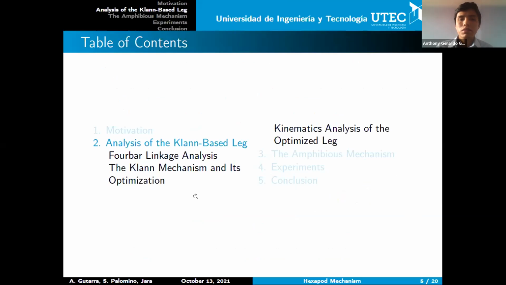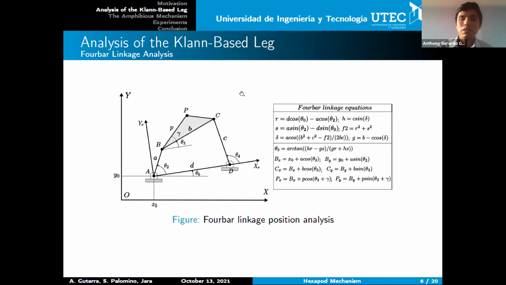And second, analysis of the clan-based leg. We start with the 4-bar linkage analysis. A clan mechanism is composed of two 4-bar linkages. Therefore, the analysis of only one 4-bar linkage is made. The image shows a standard 4-bar linkage, and this equation solves the angular positions of θ3 and θ4, and the coordinates of the end effector of the linkage, the point of interest, called P. These equations are based on the computationally efficient method proposed by Constant.